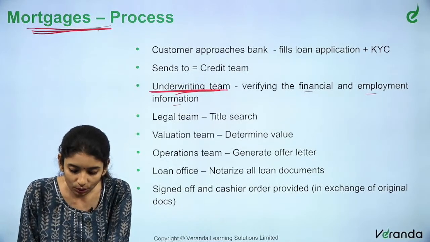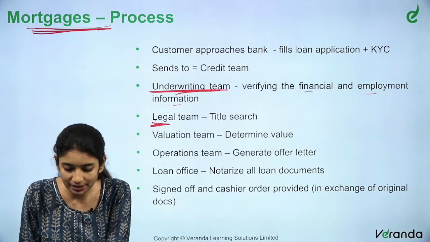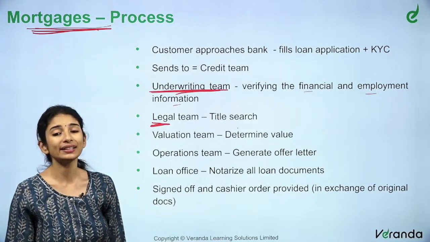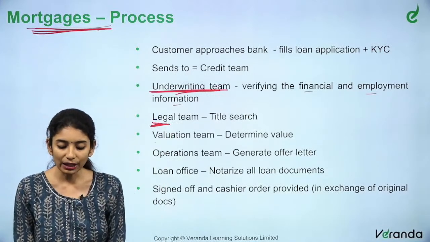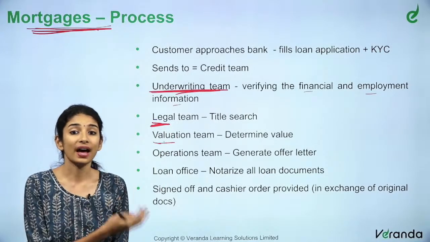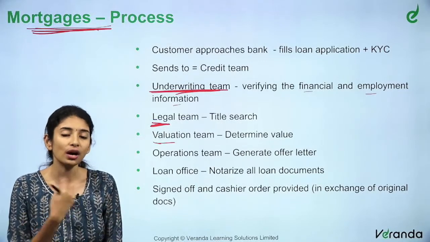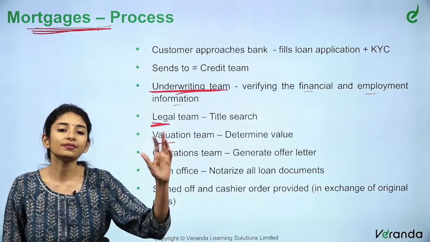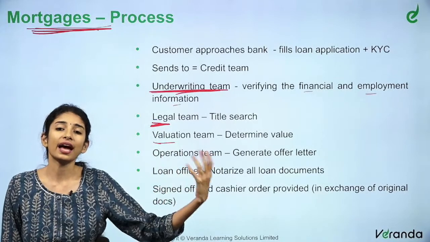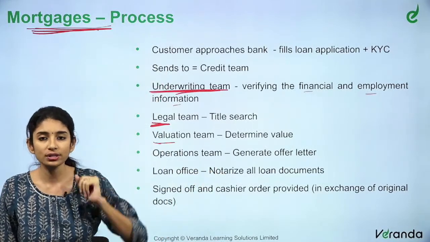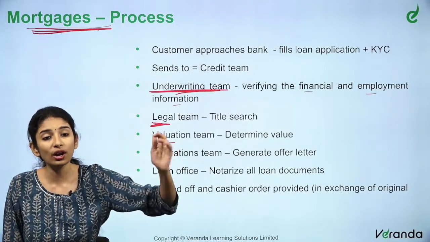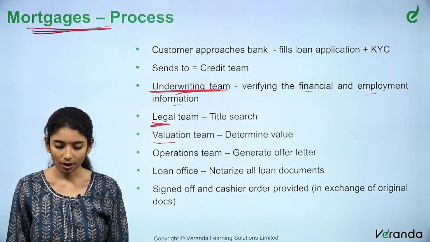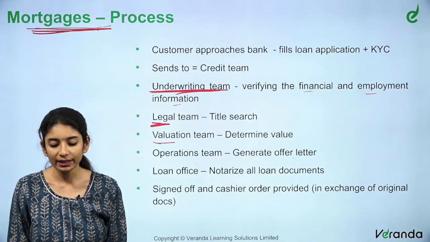Legal team. The underwriting team then passes it on to the legal team. They do a title search, to check whether that house really belongs to me. The valuation team determines the value of the house, and based on the value of the house, they will give a loan. Say the house is worth 3 crores, can they sanction a loan to me for 30 crores? No. They can sanction only a loan amount which is equal to or lesser than the value of the house. Operations team generates the offer letter.